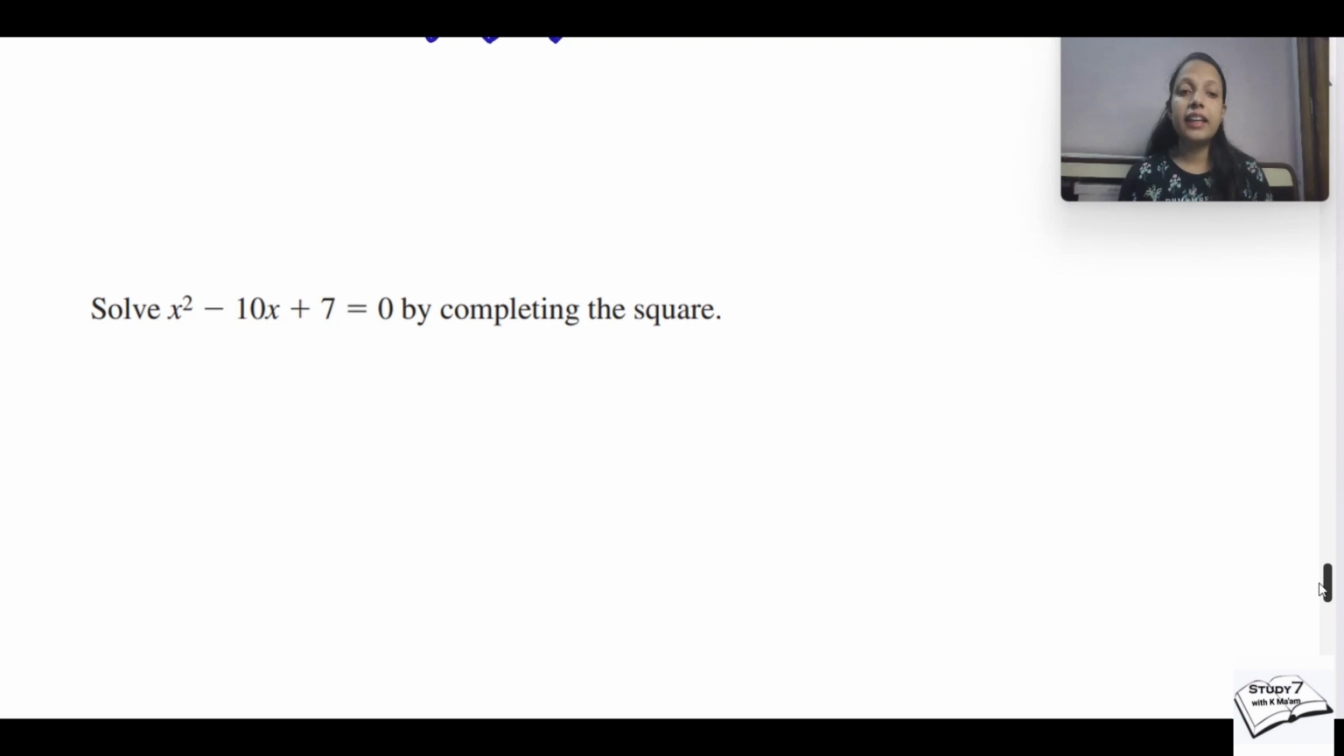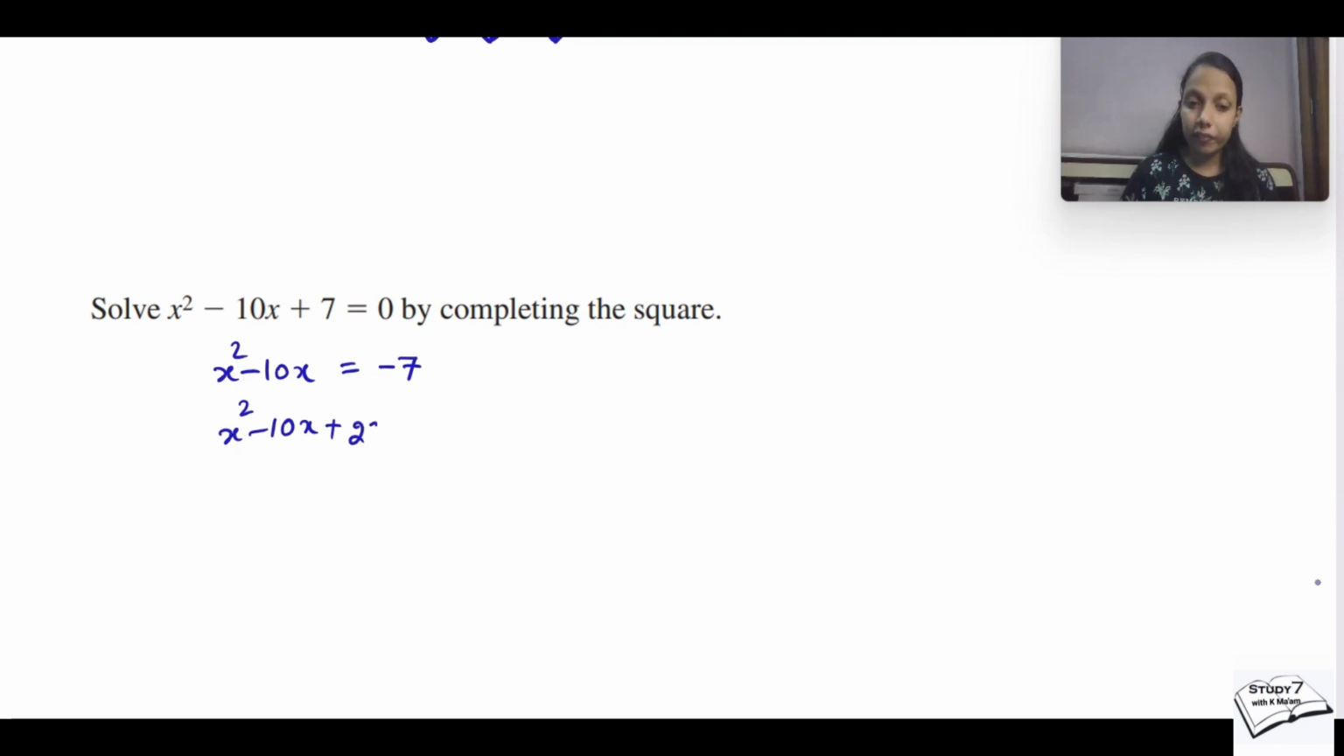Next, it says solve by completing the square. We will keep the terms containing x on one side. I am shifting the constant term to the other side. What's the next process? You have to take half of the coefficient of x. The coefficient of x is negative 10. If I take its half, it becomes negative 5. The square of negative 5 is 25. So I add 25 on both sides.